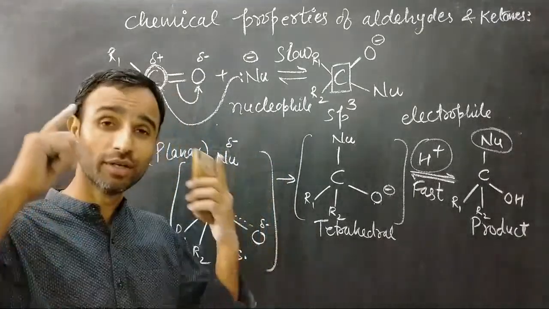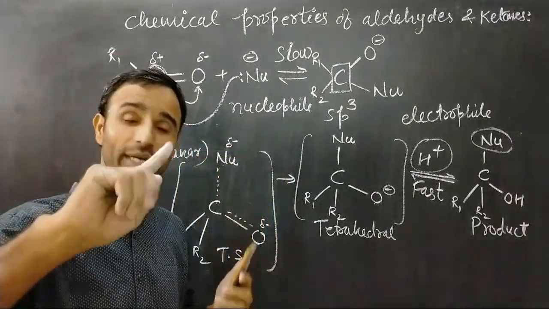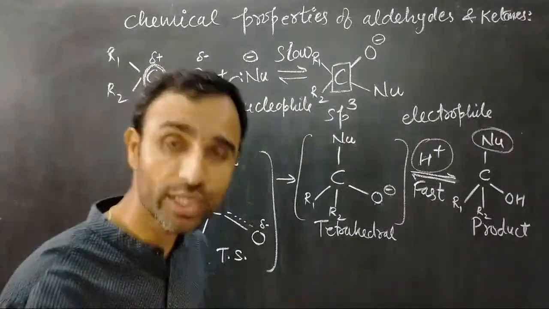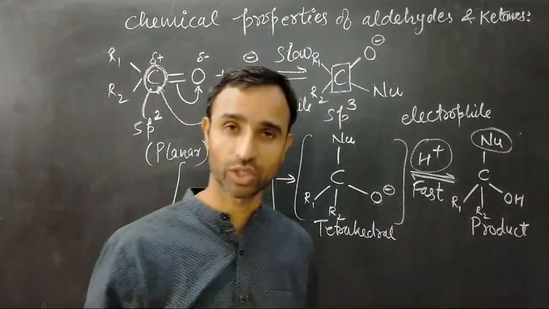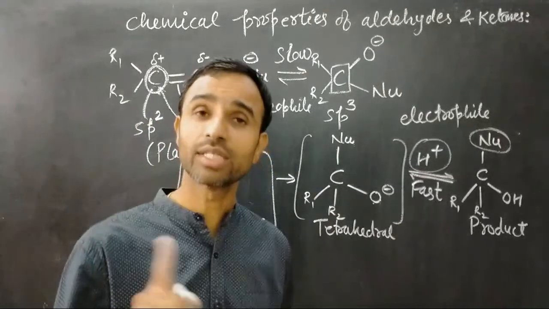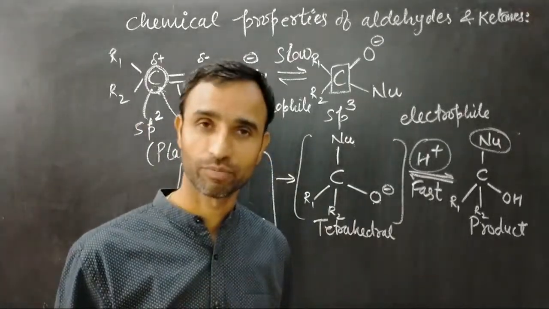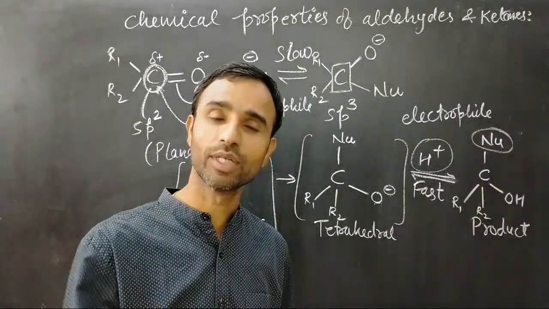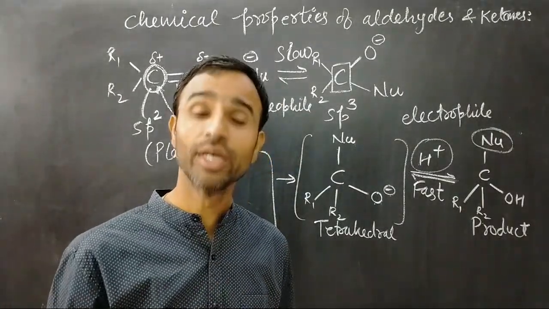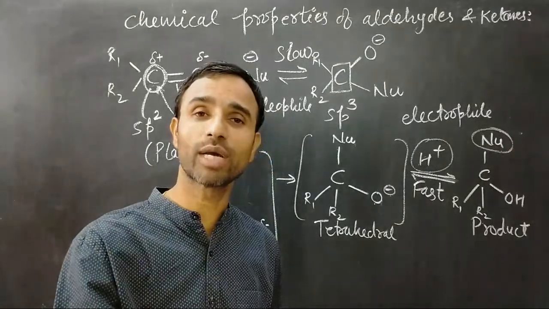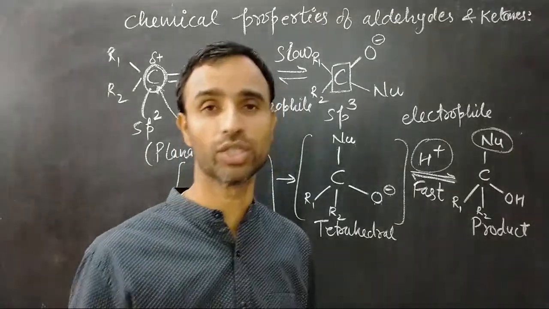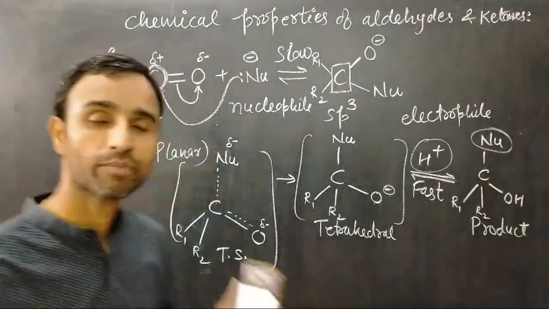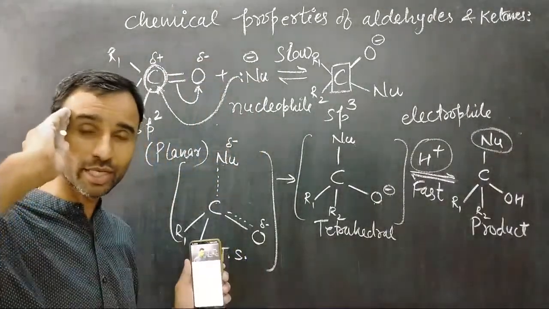Keep in mind, fit in your mind that the one which is added in the slow step decides the rate of the reaction as well as decides the type of the reaction. If nucleophile is added in slow step, it is called nucleophilic addition reaction. If electrophile is added in slow step, that is called electrophilic addition reaction. Keep this thing in mind.